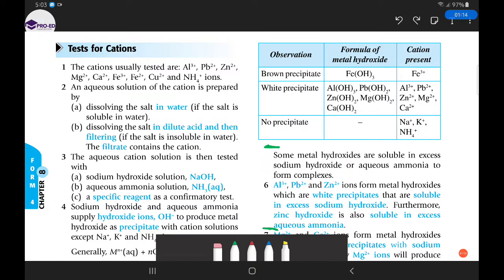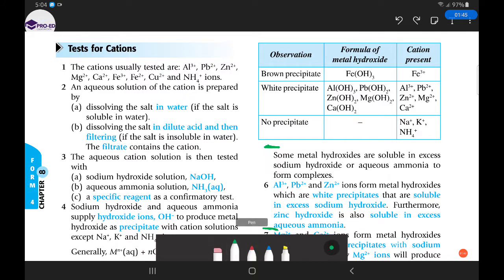The test for cations. Please pay attention. Number one: the cations that we usually test for will be aluminium, lead, zinc, magnesium, calcium, iron 2, iron 3, copper 2, and ammonium ions. These are the normal cations that we test for because they are the most common.